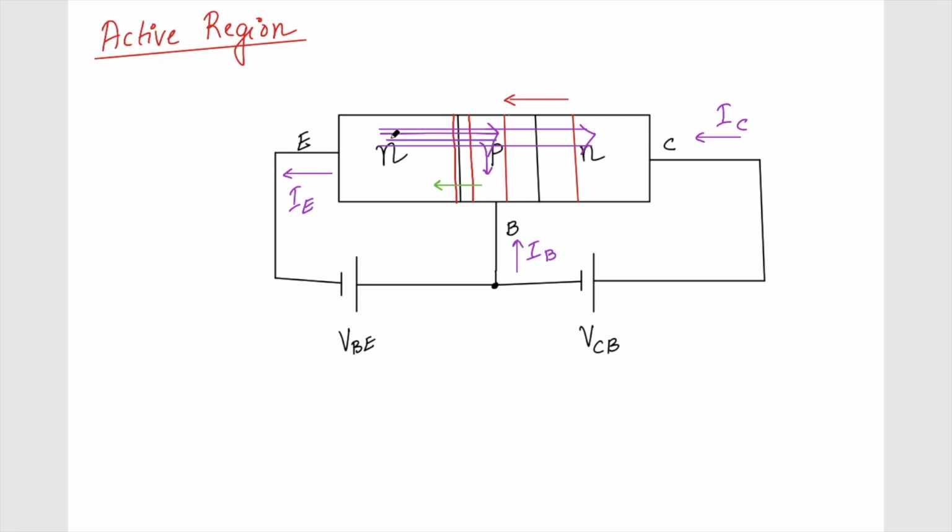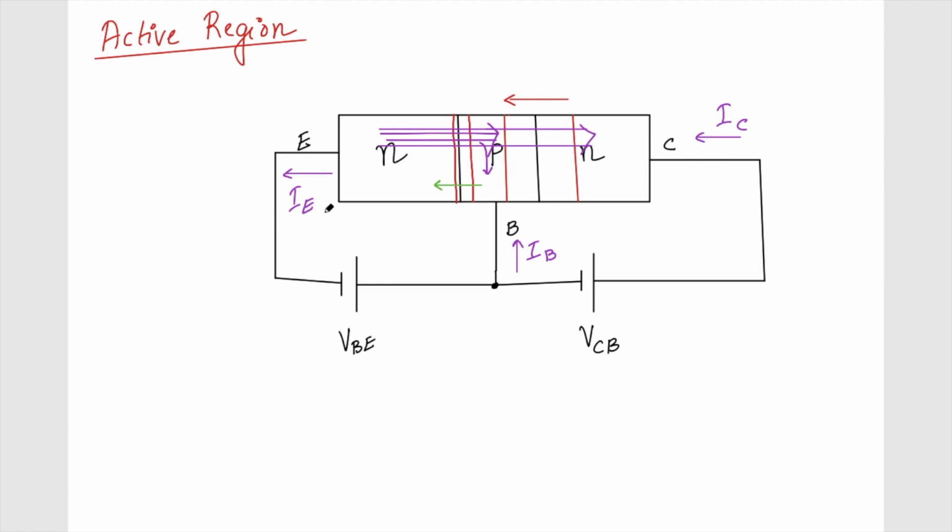Okay, so the electrons are flowing in this direction, so this is leading to this IC current. And the holes are flowing in this direction, so it is in the direction of this IB, and the recombination current is this because of these electrons getting recombined. So the overall current direction of this current component is also this one. Okay, so this is what is happening.